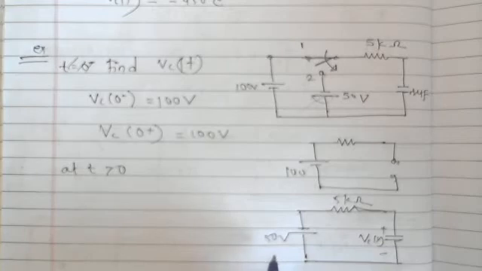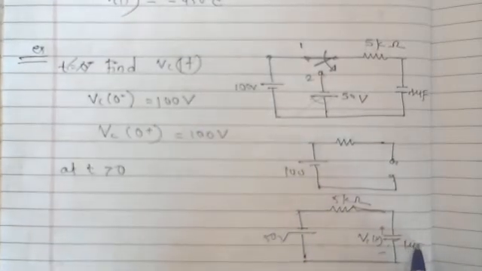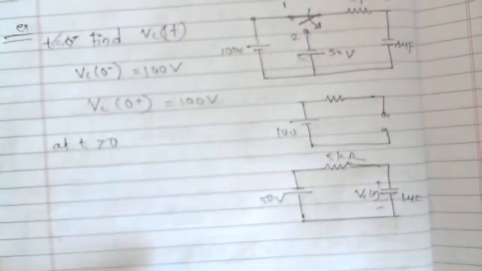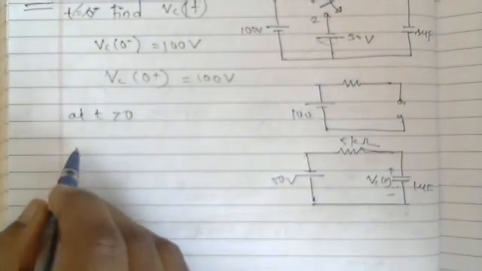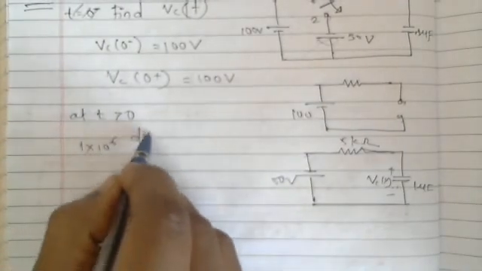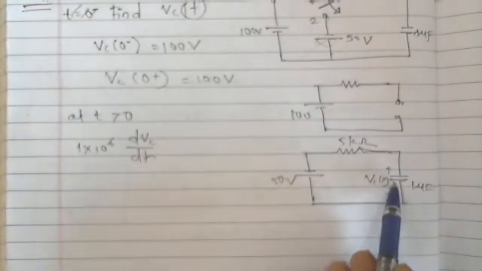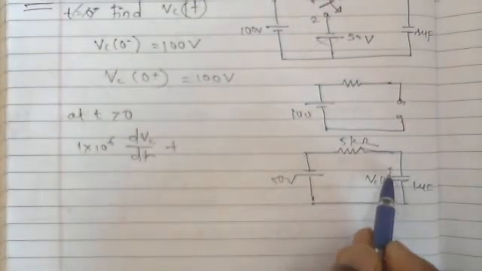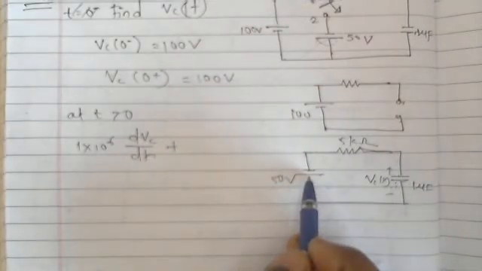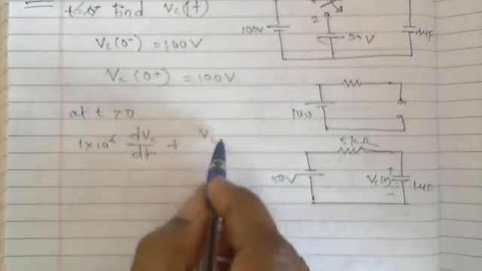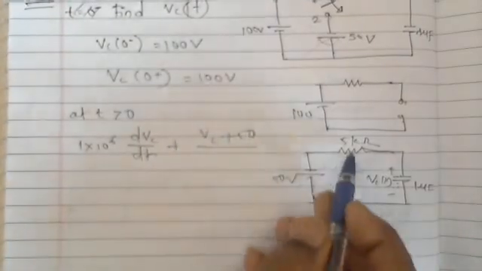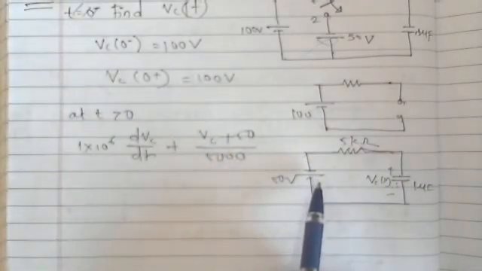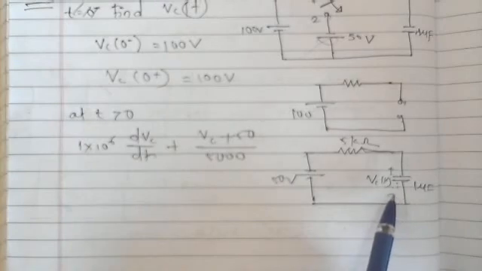Your equation will be, this is 1 microfarad. The current in this capacitor is C dVc by dt, which is 1 into 10 raised to minus 6 dVc by dt, plus, Vc meaning the voltage at this point, minus 50, divided by 5. 5k is 5000; it is the current flowing there. So we have written the KCL equation.